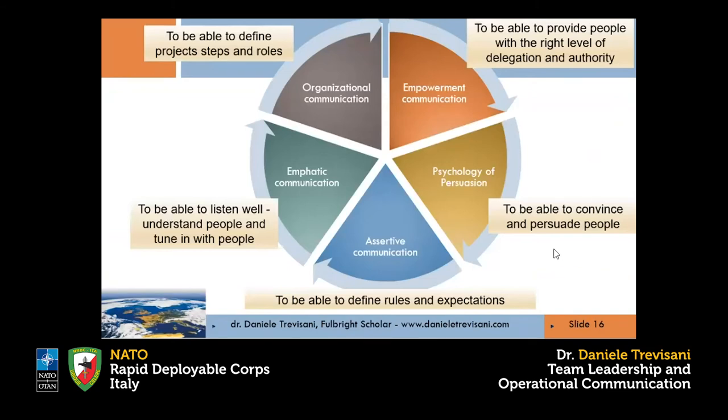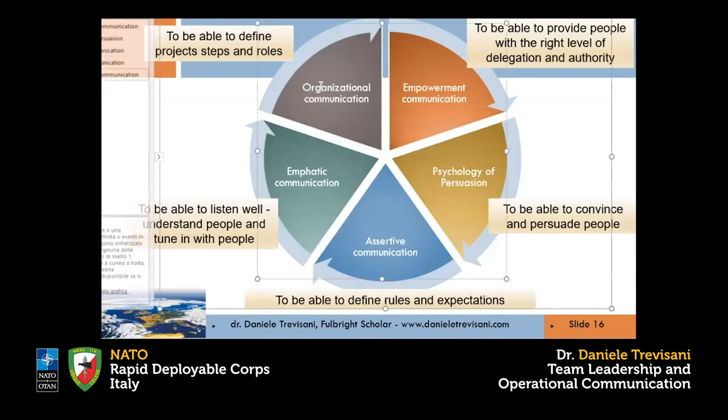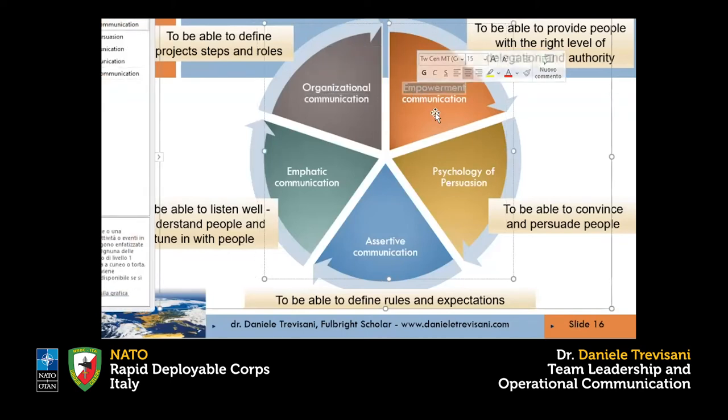Here we see the different areas of communication for team leadership, the so-called communication skill set, okay? A good team leader must be strong in organizational communication, empowerment communication, psychology of persuasion, assertive communication, and empathic communication. What are they?